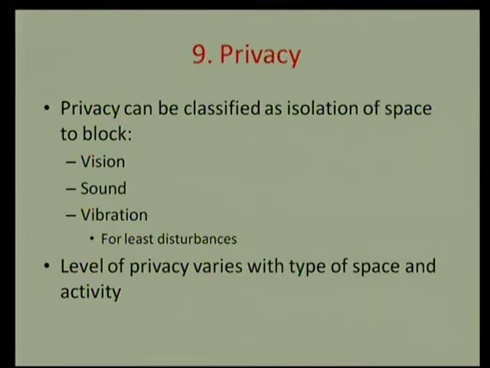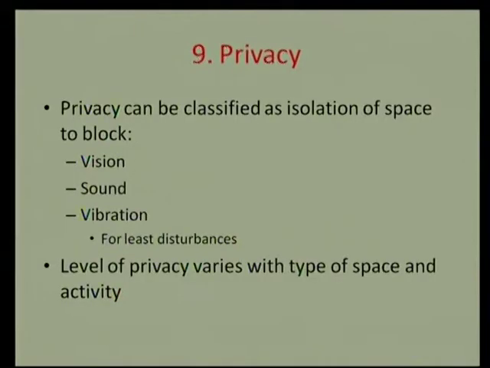Then there is privacy of one space from another space. Suppose in a house we have provided a game room and a bedroom. The game room should not be very adjacent to the bedroom, as that will be disturbing. So privacy can be classified into three categories.